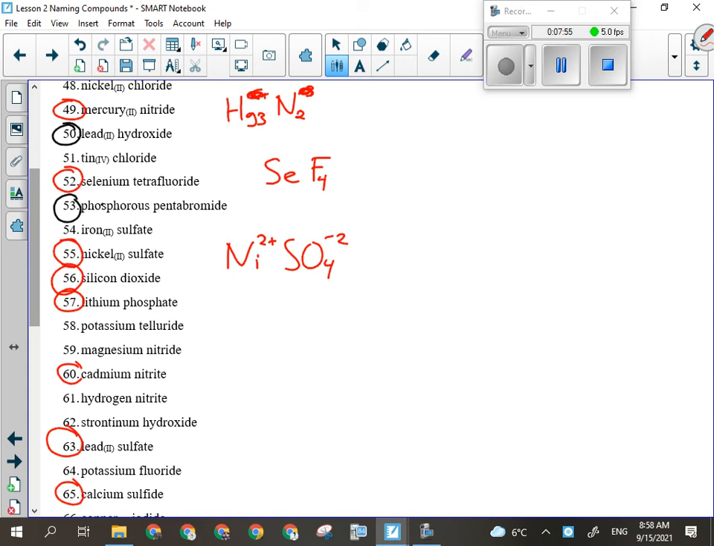Is this okay the way it's written? Yes, absolutely it is, because 2 and 2 add up to 0. Do I need brackets? No.